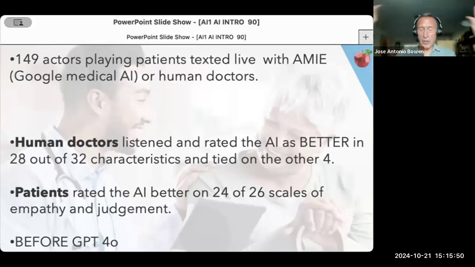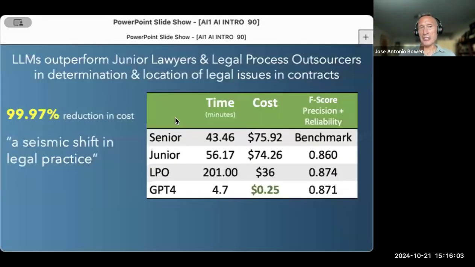So this is before GPT-4 Omni that came out in May that has emotional intelligence. So this is just unemotionally intelligent old ChatGPT 4. So AI can be good at diagnosis.